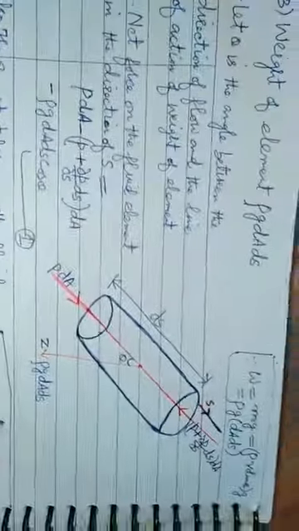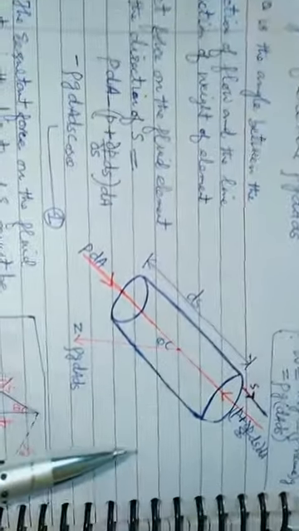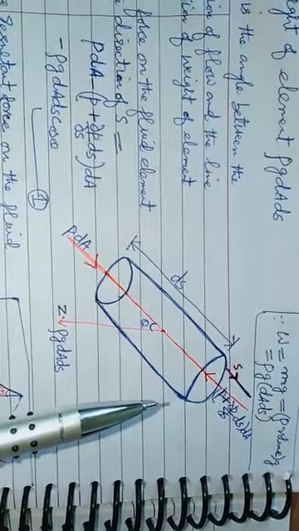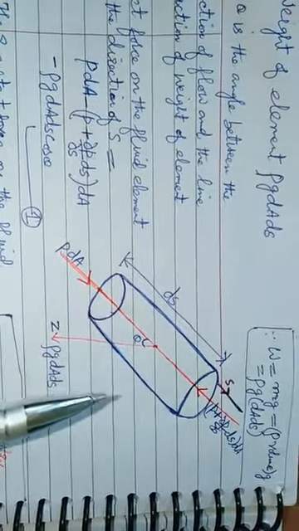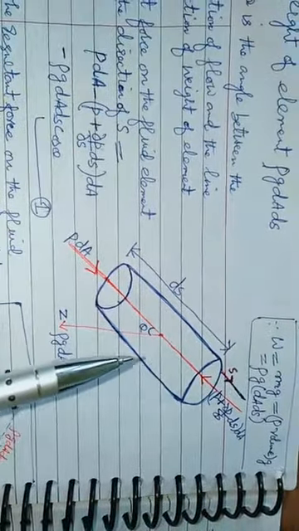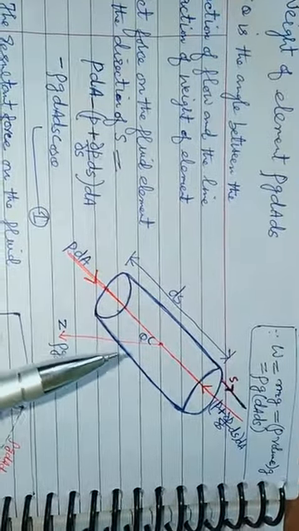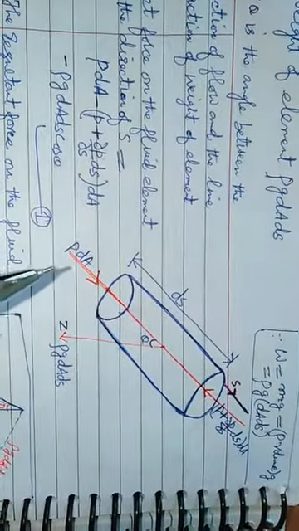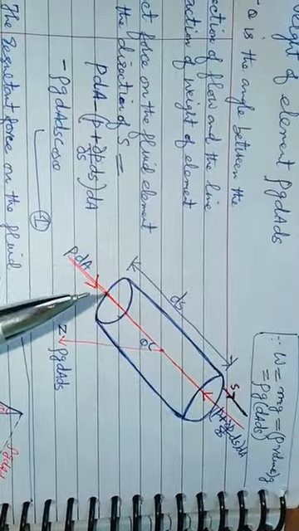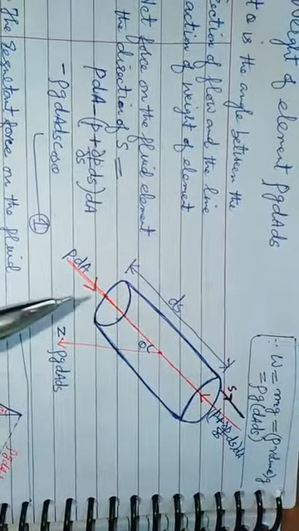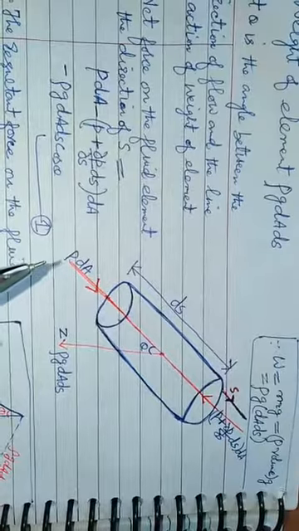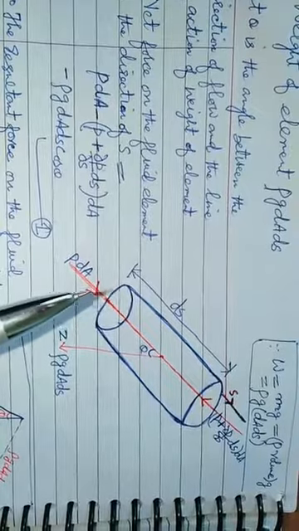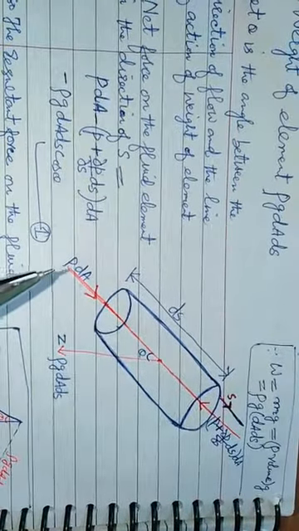You can see here, for deriving Euler's equation of motion, we have to take the fluid element in cylindrical form. This is the fluid element in cylindrical form, and this is the inlet and this is the outlet. At one cross section, suppose the pressure exerted on this area dA of the cross section is P, and the pressure force will be P dA.